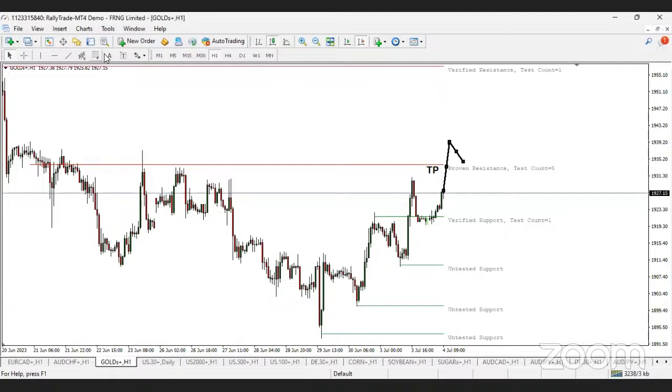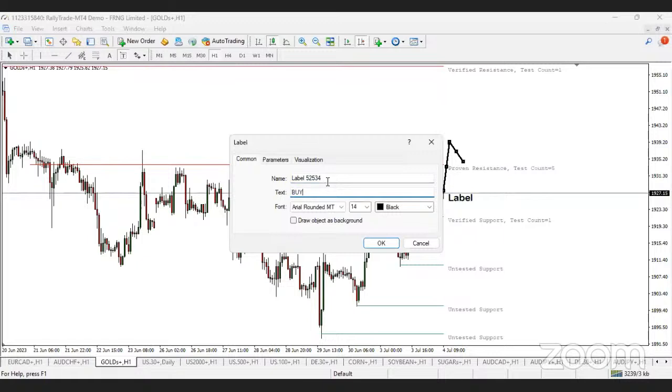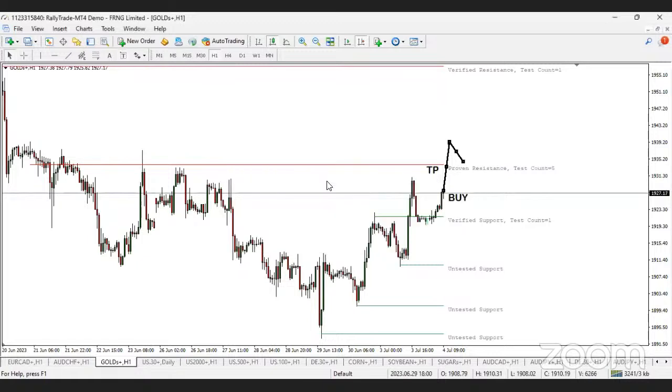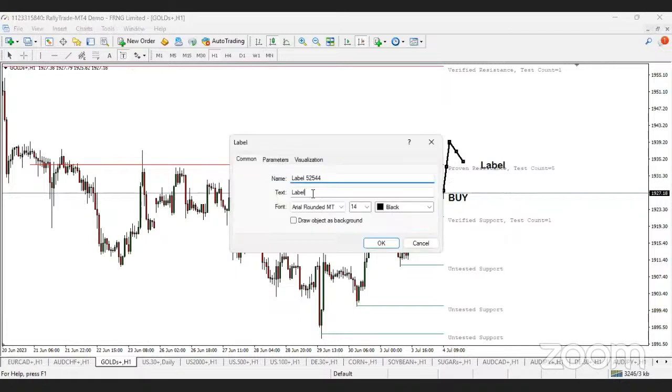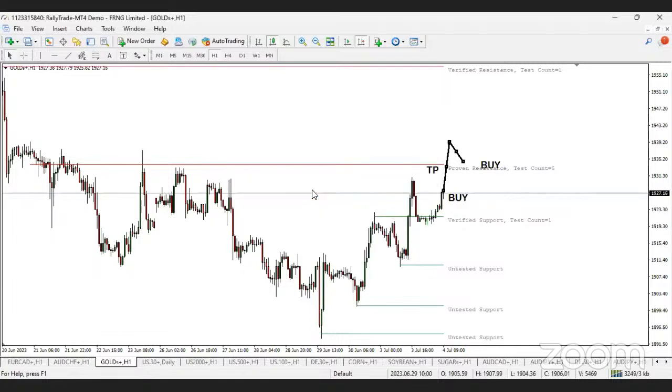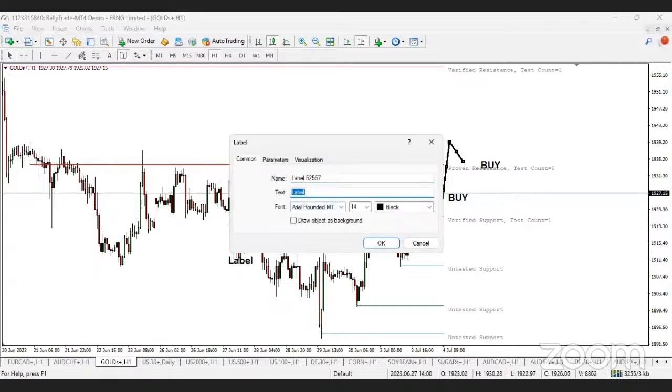So if I buy now for gold, my stop loss will just be below the previous higher low, and then my TP will be at this resistance. For me to buy again, I need to wait for the breakout and retest of this resistance. Then I will buy again for gold, simple. And then I'll target a higher target for my TP.